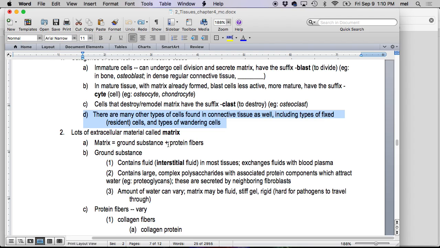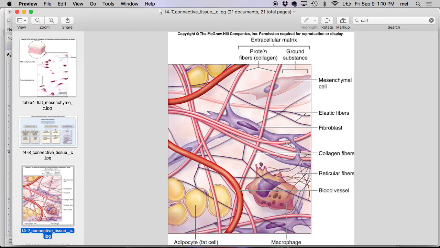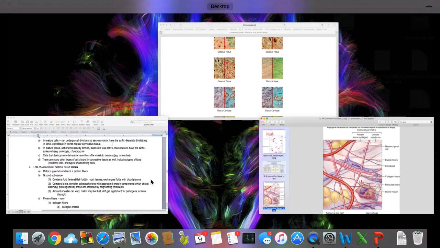Okay, so now, what about the matrix? The matrix is the ground substance plus the protein fibers. And the ground substance is whatever the heck it wants to be, depending on the tissue. It's usually got some protein, not fibrous proteins, but other kinds of proteins in it, and also some sugars, and it varies dramatically between tissues. But it is not empty. Varying degrees of water, as I mentioned: mostly water, intermediate, and very little water between the three.